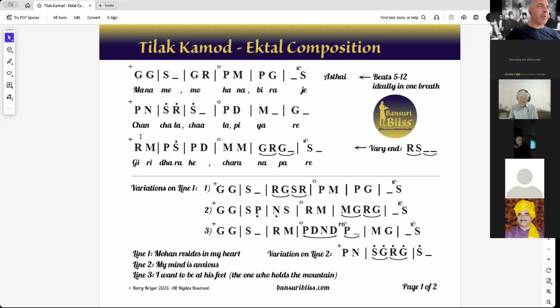Now, once you're going double speed there, ga ri ga, beats 10 and 11. Sorry, 9 and 10. Ga ri ga. Then you're probably not going to ornament because it's too fast to ornament. Okay?